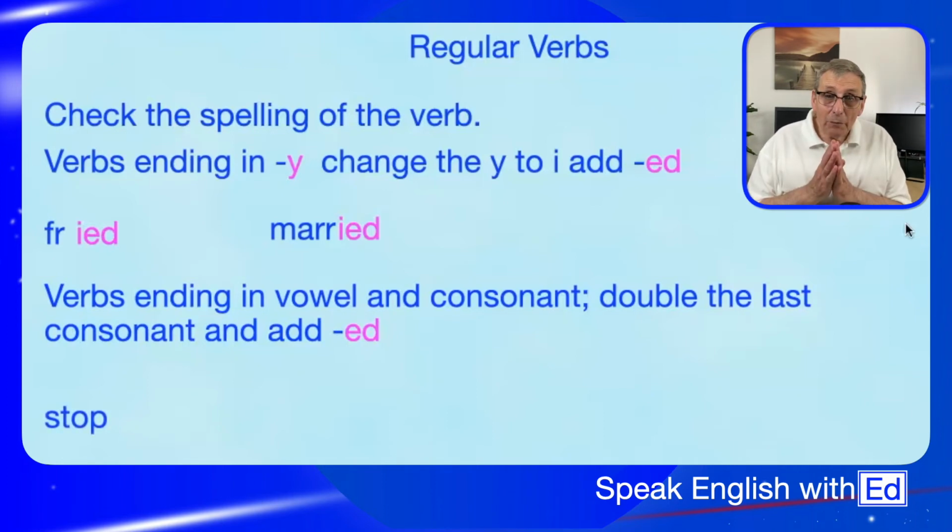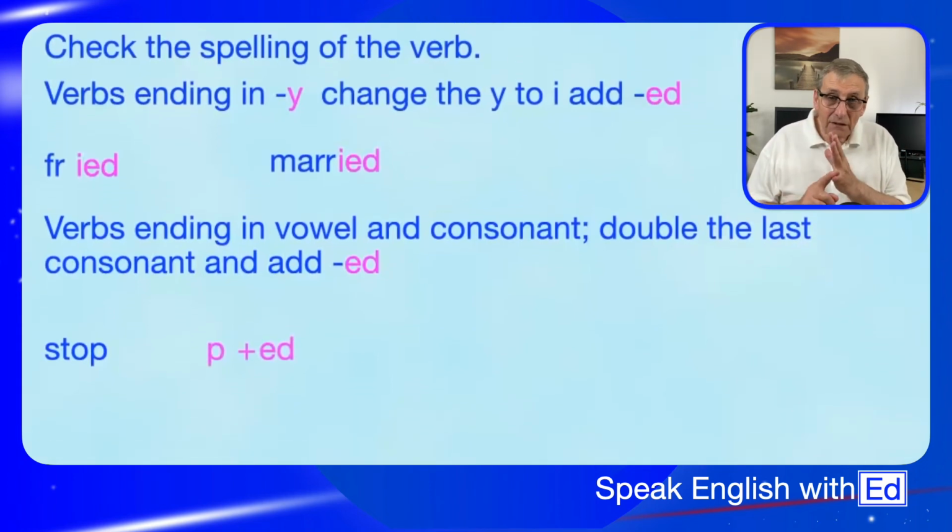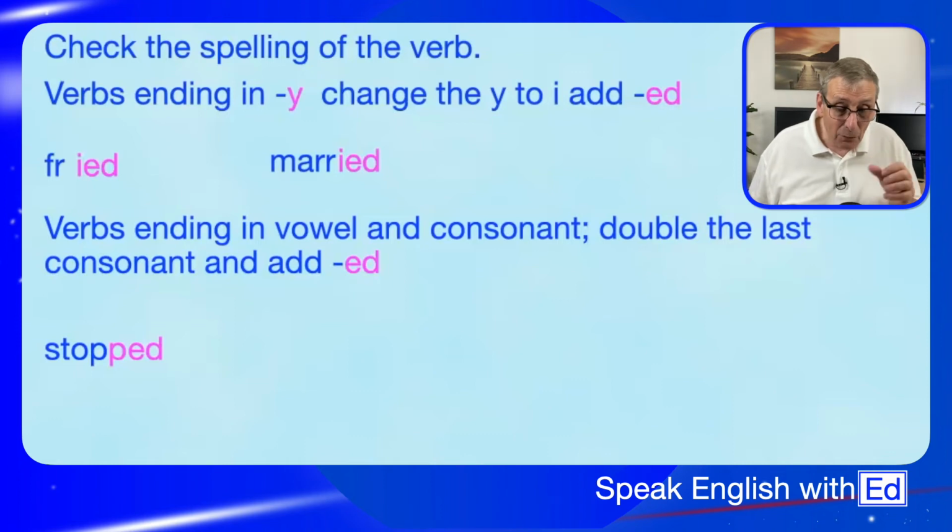So, stop. Here, O, P. O is the vowel, P is the consonant. Now, this fits the rule exactly. So what do we need to do? We need a P, another P, and then an ED. So we add a P and then the ED. So we've got two P's in the middle now. Stop. You don't take anything away, you just add another P and then add ed, and that way you've got your stopped, and it's converted into past tense.